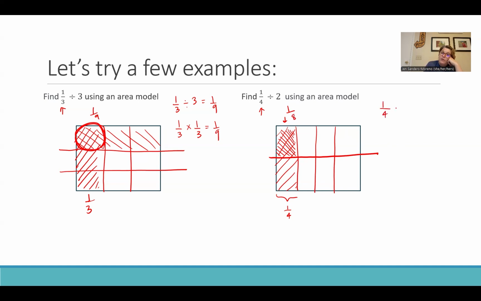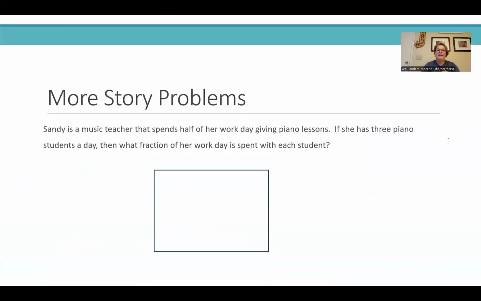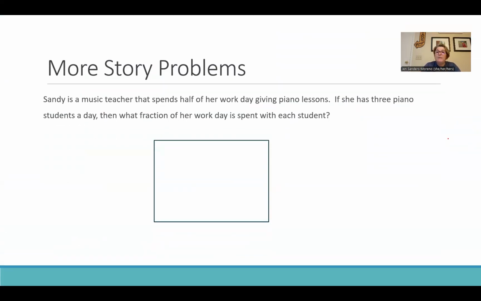So 1/4 divided by 2 is the same thing as 1/8, and that's also the same thing as 1/4 times a half. We're still going to get that same picture. Okay. We do a story problem. Of course. Of course, sure.